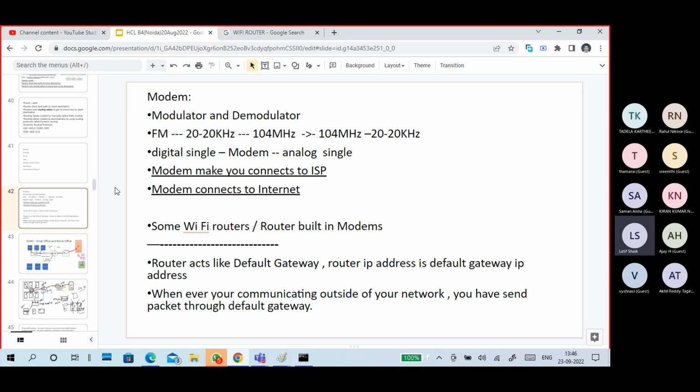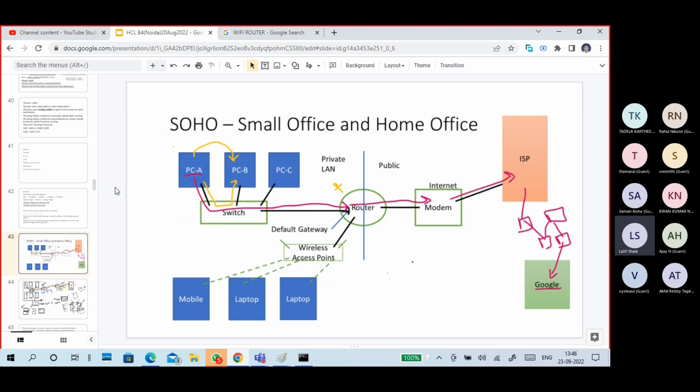Again, your router acts as a default gateway. The router IP address towards our LAN is your default gateway IP address. Whenever you are communicating outside of your network, we are communicating through the default gateway. Guys, this is also the same small office, home office network.